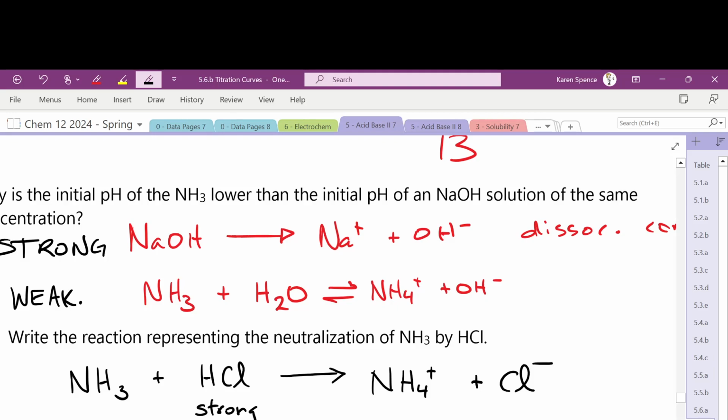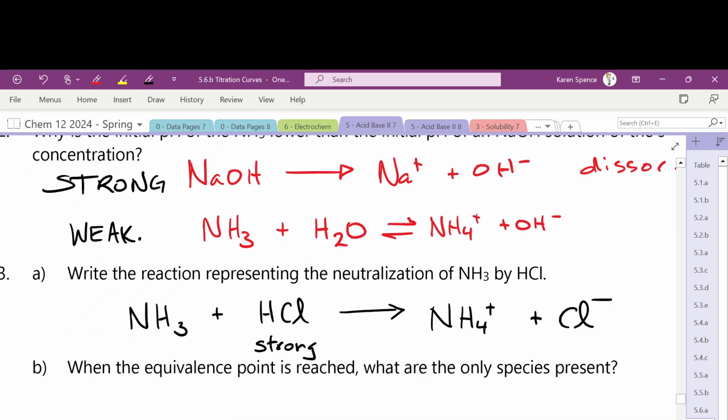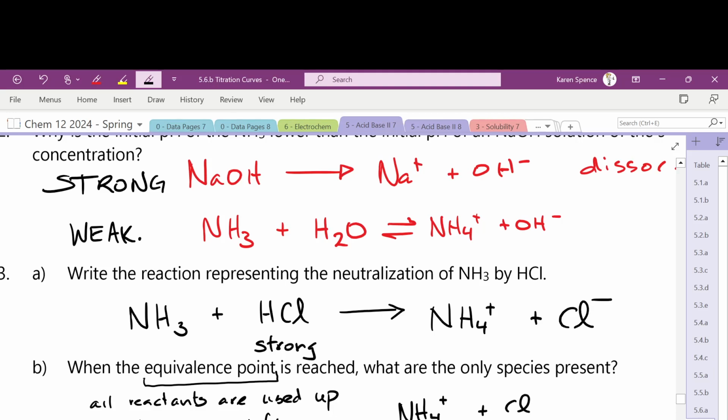What is the equivalence point? The equivalence point is when all the reactants are used up and there's no leftover, excess. So how much NH3 and HCl are left at the equivalence point? Nothing. They're all gone. So who are the only species present? NH4 plus and Cl minus.